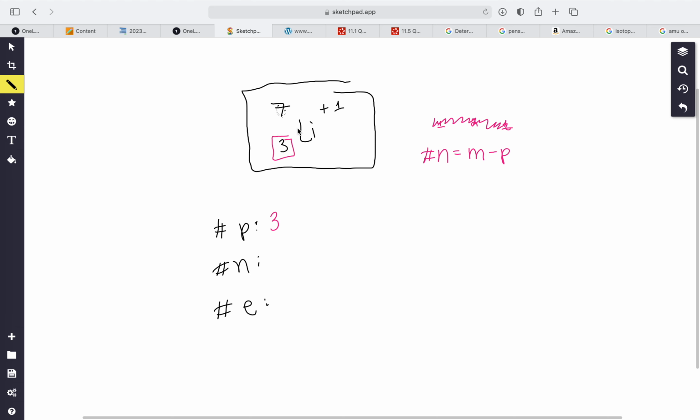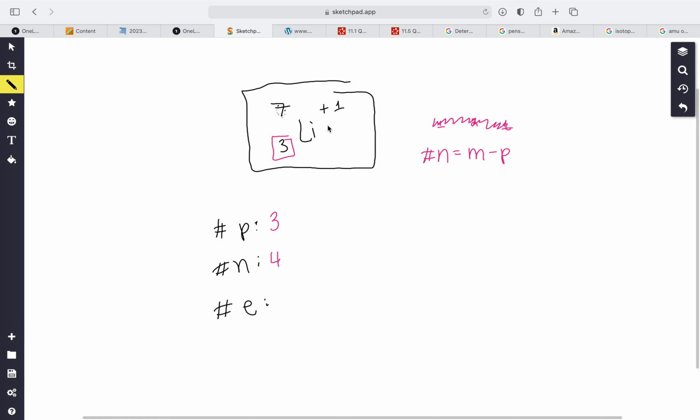The whole thing, as probably Professor Sherlock would say, the whole enchilada minus a little bit of an enchilada will give you the rest of the enchilada, whatever. I'm literally turning into Professor Sherlock, I swear. So we do 7 minus 3, which will give us 4. That's the number of neutrons.